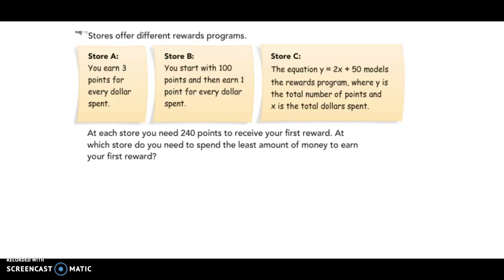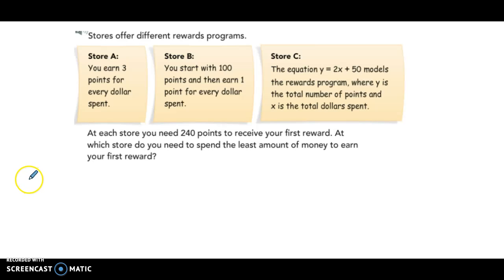Stores offer different reward programs. Store A, you earn 3 points for every dollar spent. Store B, you start with 100 points and then earn 1 point for every dollar spent. Store C gives you the equation that models the reward program, where y is the total number of points and x is the total dollars spent. At each store, you need 240 points to receive your first reward. At which store do you need to spend the least amount of money to earn your first reward?